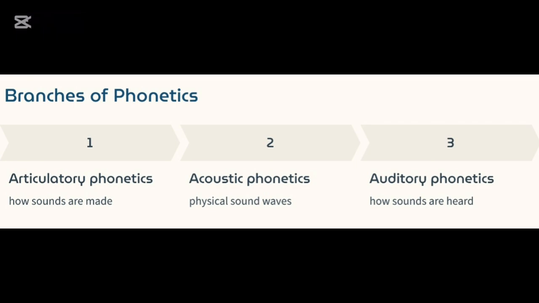Now phonetics has three main parts. First, there's articulatory phonetics. That's about how we use our mouth, tongue, and lips to make sounds. Like, try saying ba and notice how your lips move. Next, acoustic phonetics looks at the sound waves themselves, like the vibrations in the air when you talk. And finally, auditory phonetics is about how our ears and brain hear and understand those sounds. So it's all about making, sending, and hearing sounds.